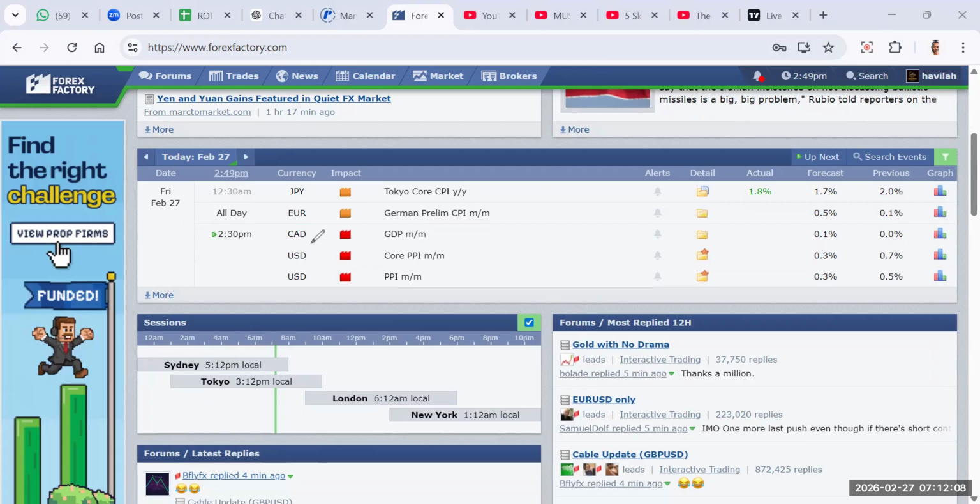But the key ones for today: we have the GDP from Canada at 2:30 p.m., and simultaneously we have the core PPI and the PPI, also from Canada. That means we're expecting volatility on the Canadian dollar and the United States dollar. I'll give you my insight on the instrument I'll be looking at for these two events, so that we can maximize the opportunity in the market. I'll go straight to the chart to show my expectation today.